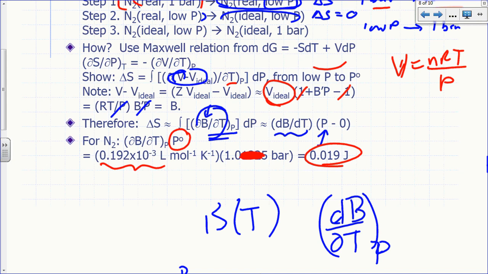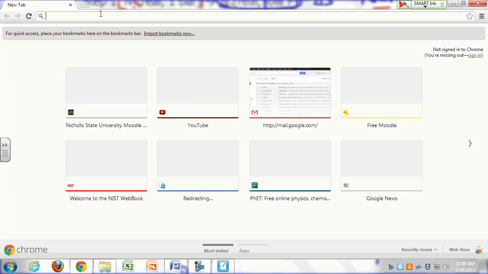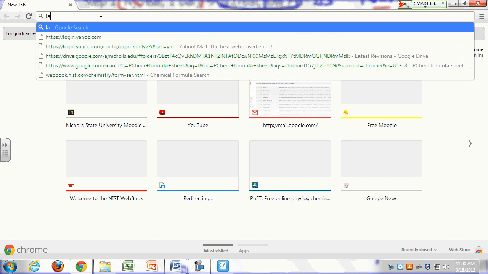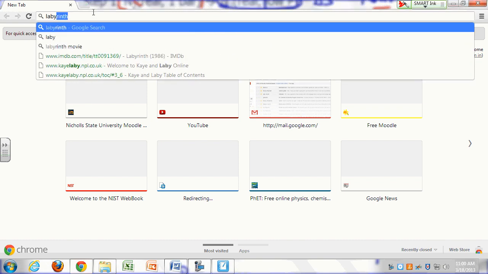Now, how do you get your second virial coefficient? You have to look that up. Where can you look up that number? Back of your textbook, or there is on the internet. In the UK, I think they have the Labby K. Oops, where was it?